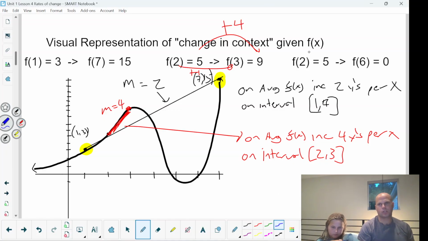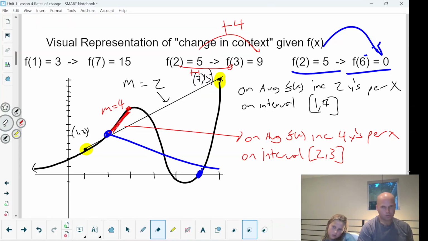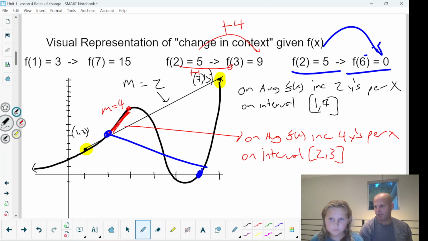Now, the next one is going to be a little bit trickier because we're going to go from this point 2,5 to 6,0. Okay, so Lola, 5 to 0, what's the change? The change would be 5. Yes, but I would say I went down 5, right? So I'm going to use this negative symbol to denote that I went down 5.